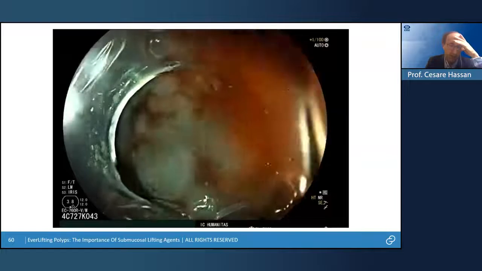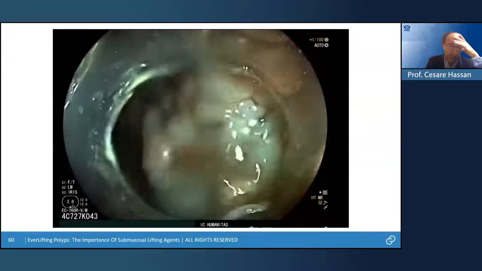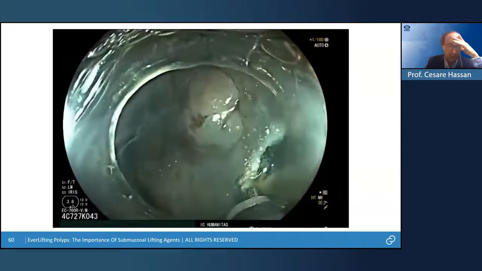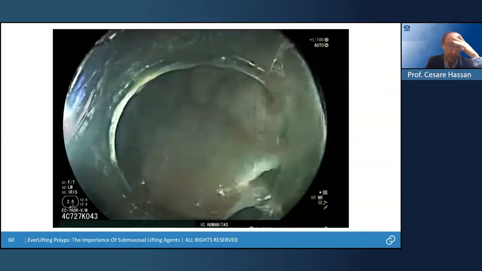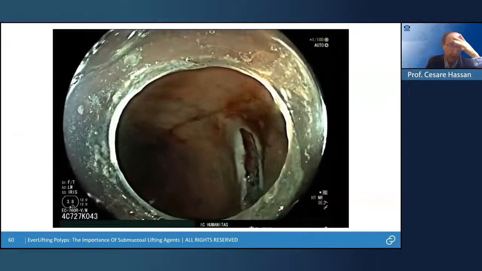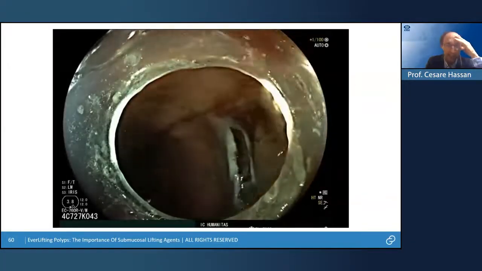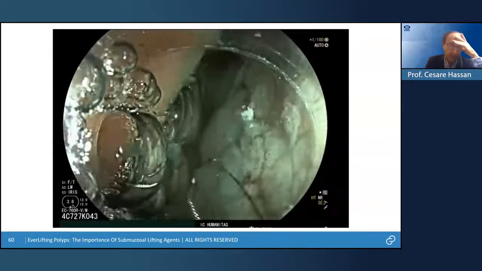And then after we did this dynamic injection, we did this pre-cut. We find this extremely useful when you deal with the recurrence, because you delineate very well the border, you know where to put the snare, and you can approach a bit more aggressively the central part of the lesion.